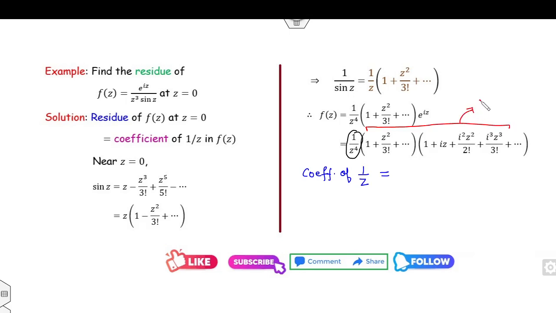When you need 1 over z, you can equate the coefficient of z cube only. Then only it will be 1 over z. So can you equate the coefficient of z cube?